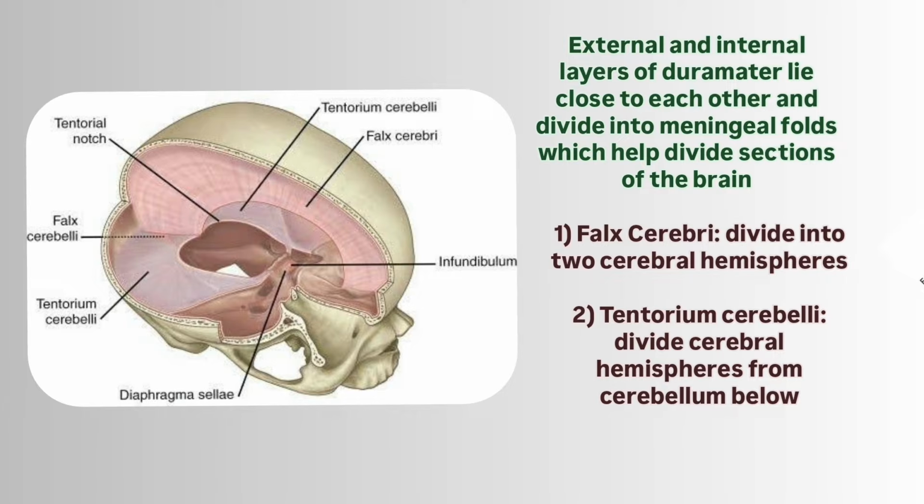As we all know, the falx cerebri divides the two cerebral hemispheres, and the tentorium cerebelli divides the cerebral hemispheres from the cerebellum below. This concept is important to understand brain herniation, which occurs due to increased intracranial pressure.